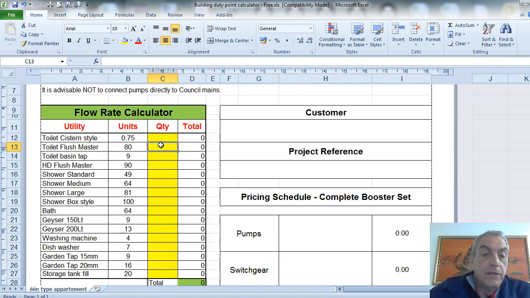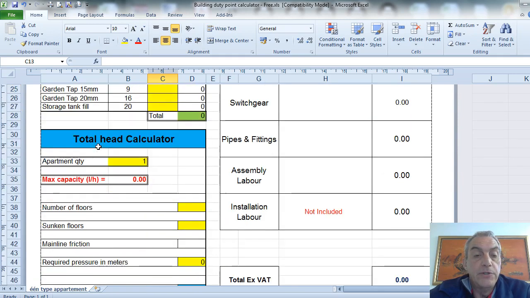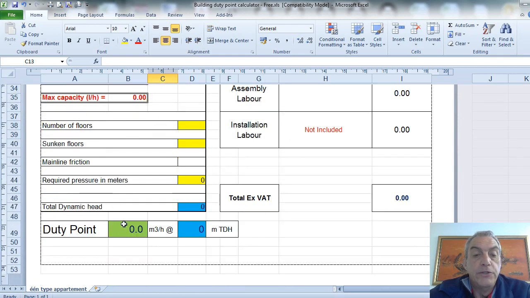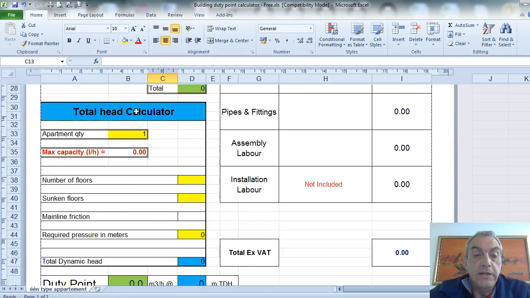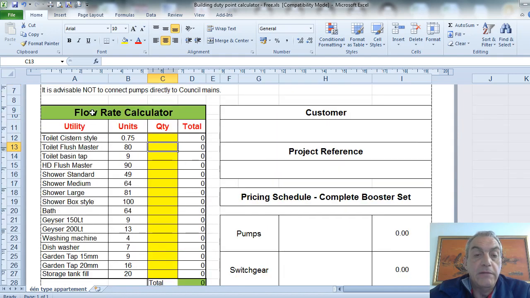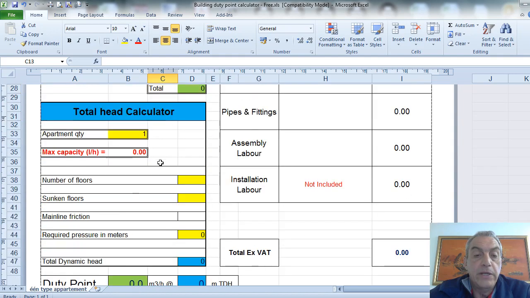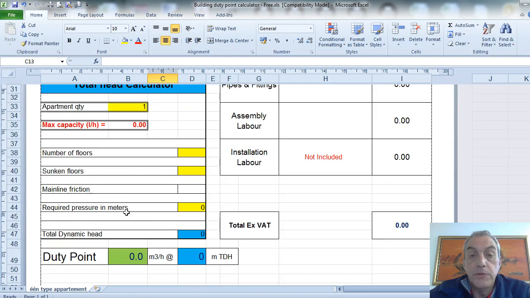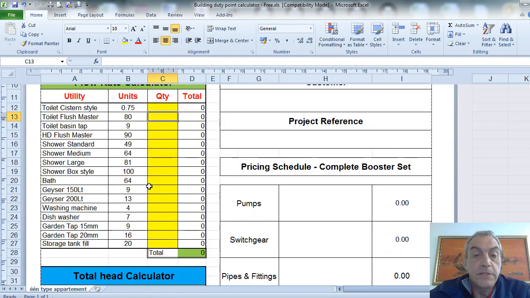So when you're assessing a complex, make sure to know whether you're dealing with flush masters or cisterns. So let's do an example here now on this calculator. And what we're obviously trying to determine is the duty point to do the pump selection or the pump set selection. So the input of information that we're going to put between the head calculator and the flow rate calculator is that we want to get a duty point. All right? I'm sure this is why you're looking at the video in the first place.